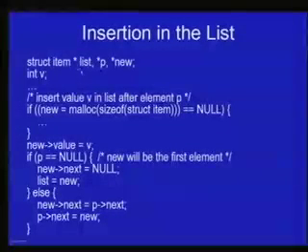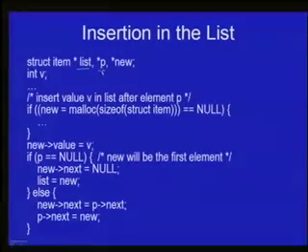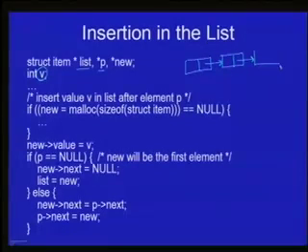So let's assume that list is the pointer to the first element in the list, and P is the pointer to the element after which the new element has to be inserted, and V is the data value for the new element. So that means that list is a pointer to the first element in the list, and P is a pointer to the element in the list after which this element has to be inserted. So let's take an example.